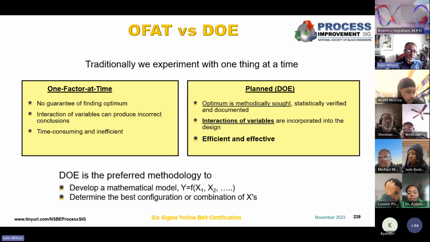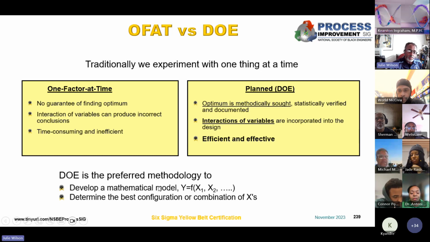The problem with testing things one factor at a time is, one, there's no guarantee of finding the optimum settings. There can be interaction of variables that can produce incorrect conclusions, and it's very time consuming and inefficient. A planned design of experiment is optimum because it looks for the optimum methodology, and it's statistically verified and documented. It takes into account interactions of variables that are incorporated into the design, and it makes it more efficient and effective.